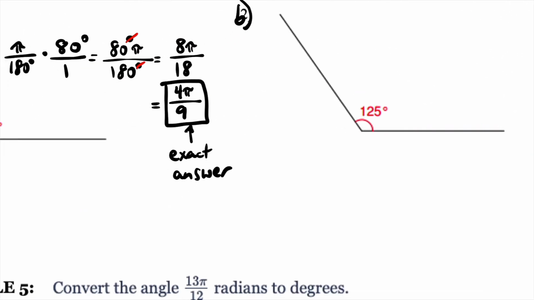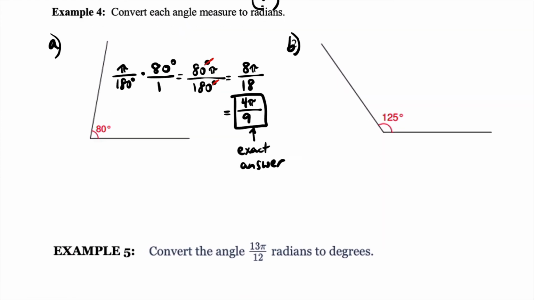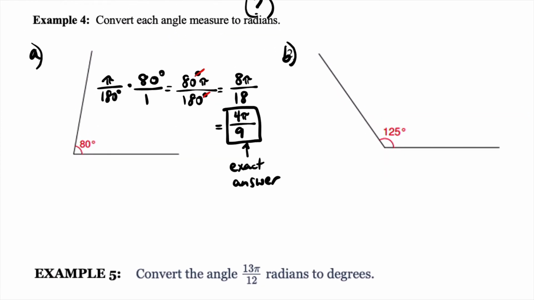Okay. All right. So I want you to do number 2 right now. Do number 2. Convert 125 degrees to radians.